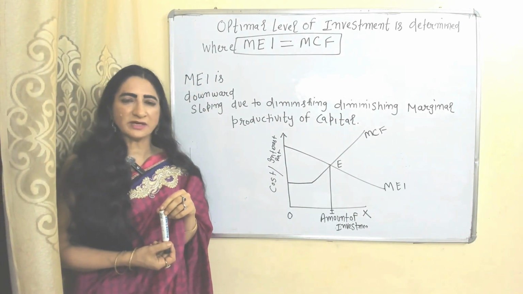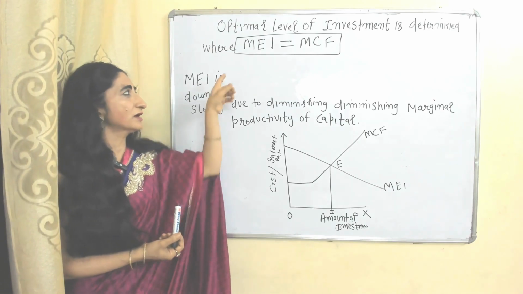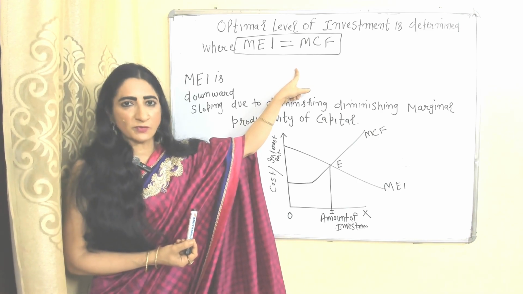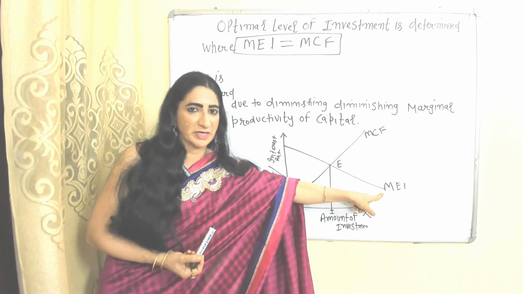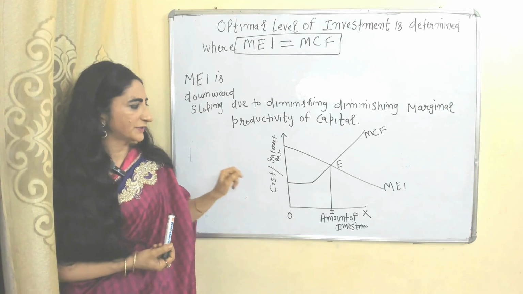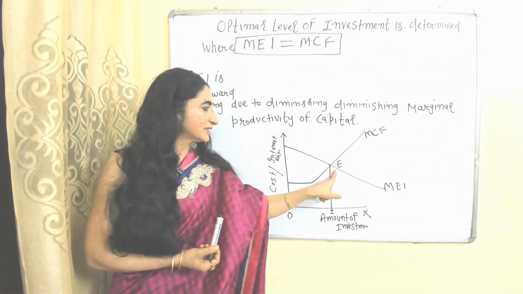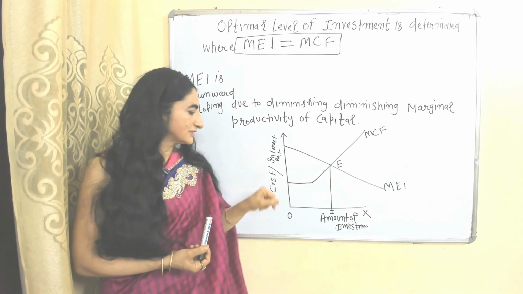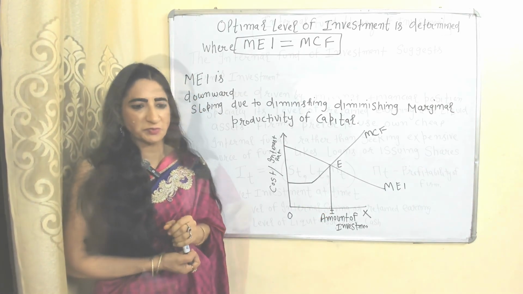According to Duesenberry, the optimum level of investment is determined where marginal efficiency of investment equals marginal cost of a fund. This curve shows marginal efficiency of investment. This is downward sloping due to diminishing marginal productivity of capital. This curve shows the marginal cost of a fund. At this point E, both are equal, both intersect each other. That's why OI will be called the optimum level of investment.